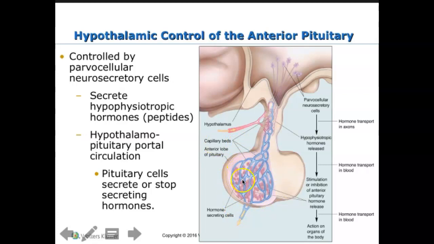So these are glandular cells. And these cells, glandular cells, under the control of the parvocellular neurons here, will now release hormones into the bloodstream. Okay, so this is a different release than from the posterior pituitary. Here in the posterior, it's the neurons releasing hormones into the bloodstream, and here the neurons talk to the glandular cells, which then release the hormones into the bloodstream.